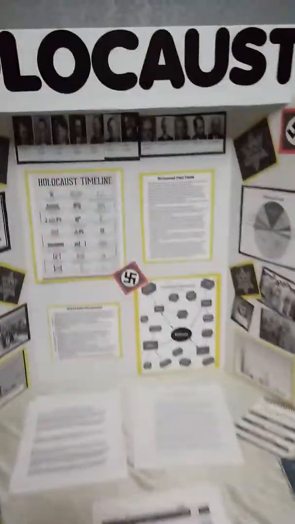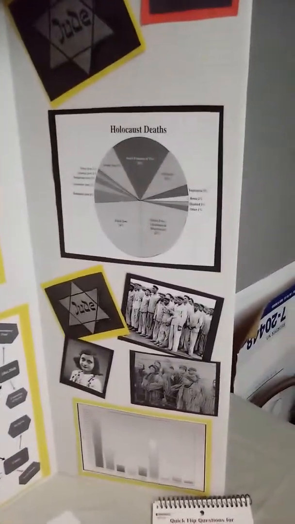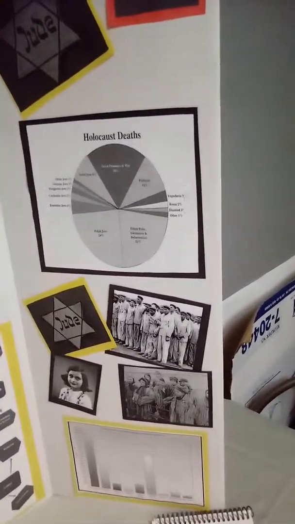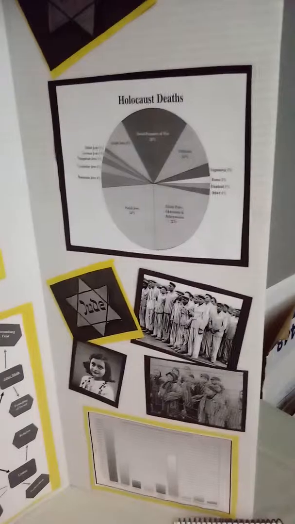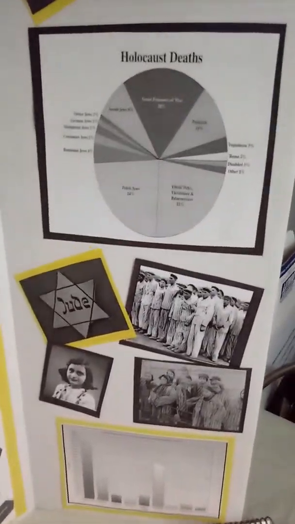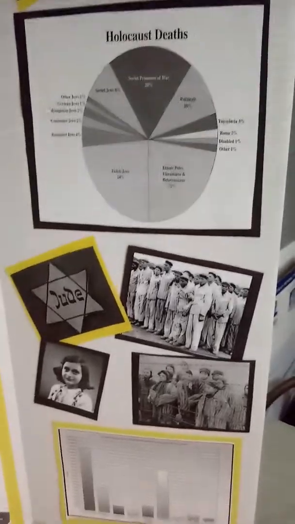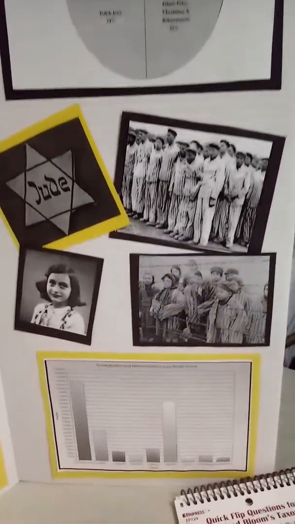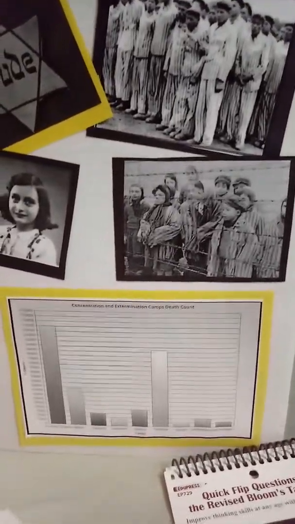And I almost forgot to show you these. These are the graphs that I actually made to represent some of the information on the timeline, in the fast facts, the vocabulary, the concept map, and the Praxis study, and also in the Kahoot game. You have the Holocaust deaths. That includes everybody that was affected in the Holocaust, not just the Jews. The concentration and extermination camp death count here on the bottom.